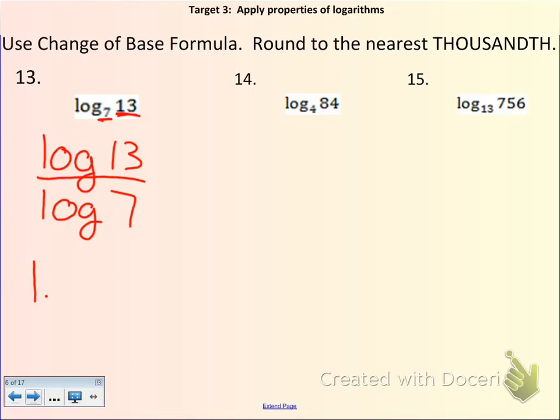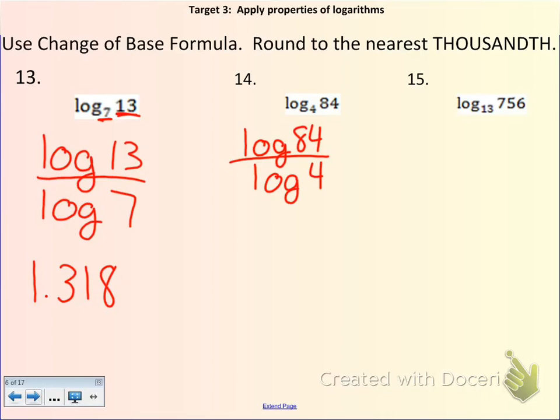I'm checking the instructions and they said round to the nearest thousandths place, so that's tenths, hundredths, thousandths, so 3 decimal places: 1.318. So the second one here, number 14, is log of 84 over the log of 4.